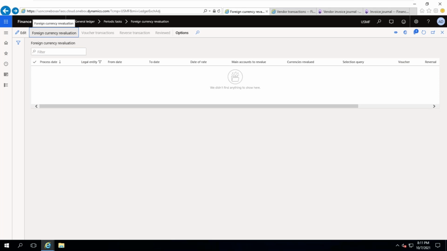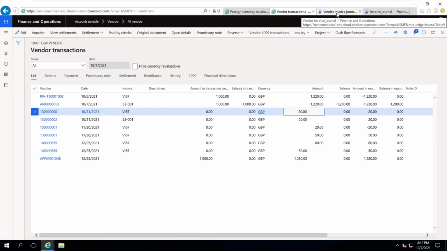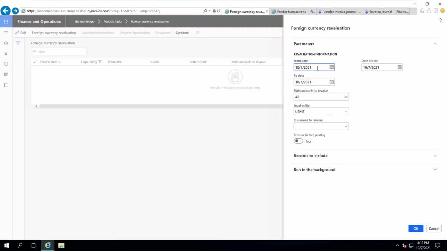If you click on foreign currency revaluation, the look and feel is different. You need to select from date and to date, whereas earlier, in AP, it only considers a single date. For GL it is from date and to date. And then here you can select currencies, for which currency you want to execute foreign currency revaluation.